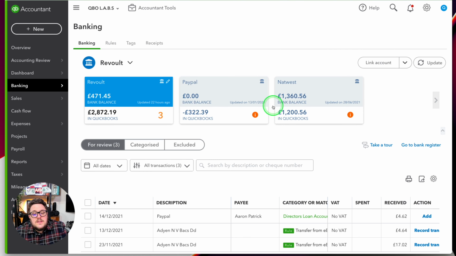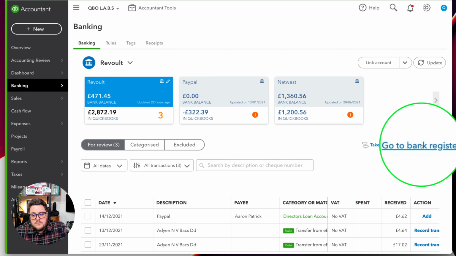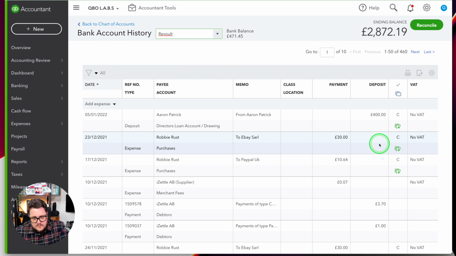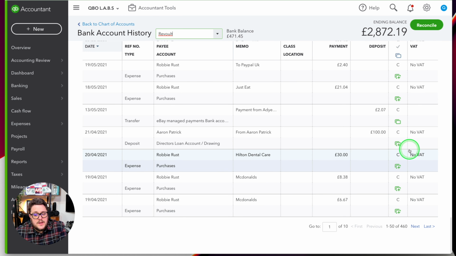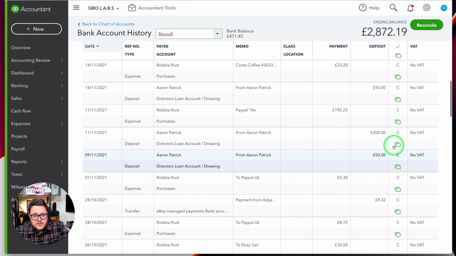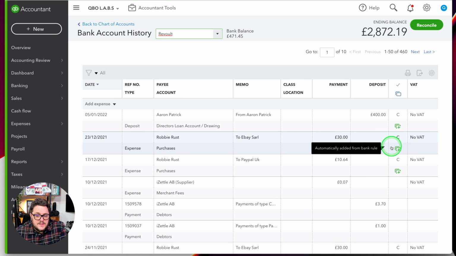Let's have a look. The biggest thing that I would always suggest is, and there's many ways to get here, but I always like to use the go-to bank register just here. This is a view I'd highly recommend people get used to. This is telling them what's going through their bank account at any point in time.